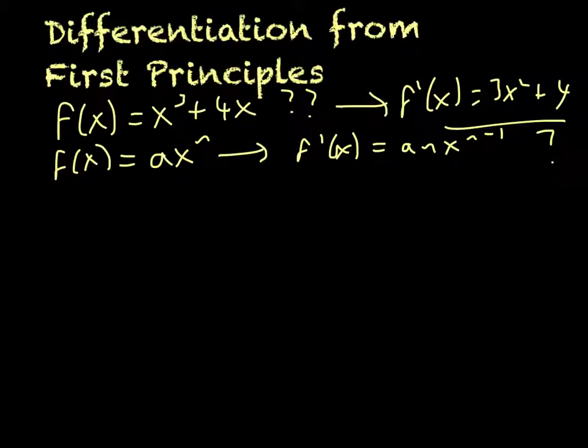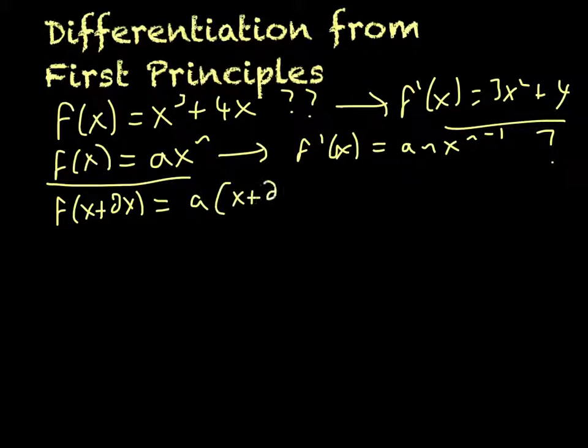So we use our first principles formula. We have our ingredients. f of x is ax to the n. f of x plus delta x then is a times (x plus delta x) all to the n. Okay? We're now going to put this into our first principles formula.